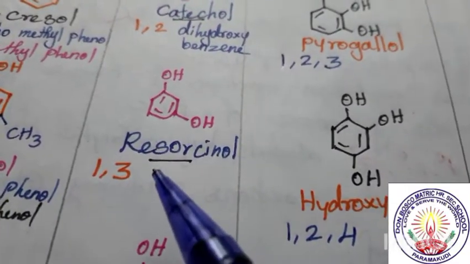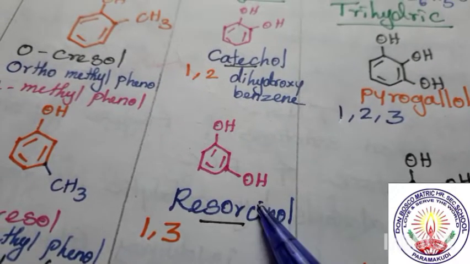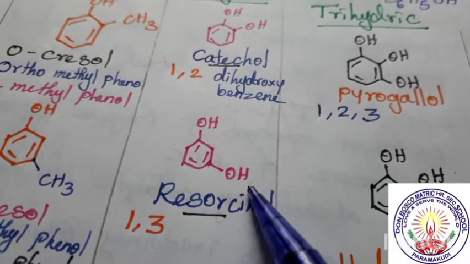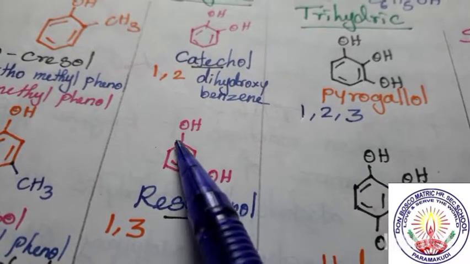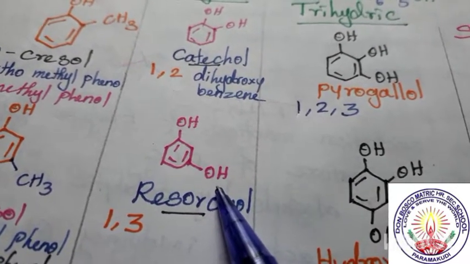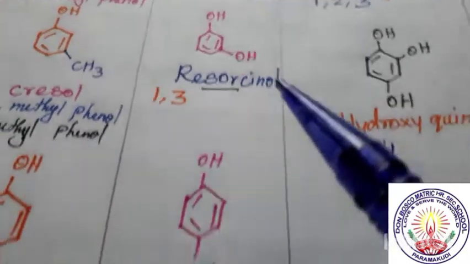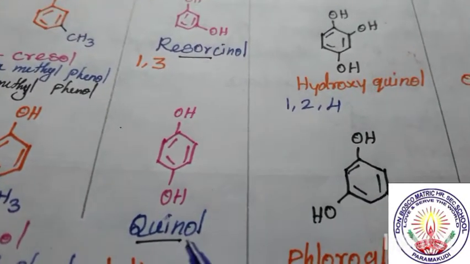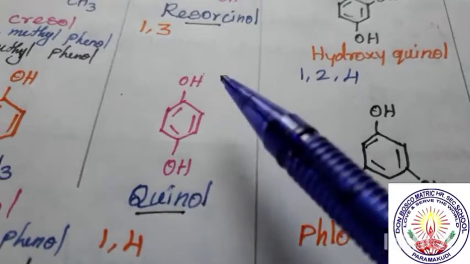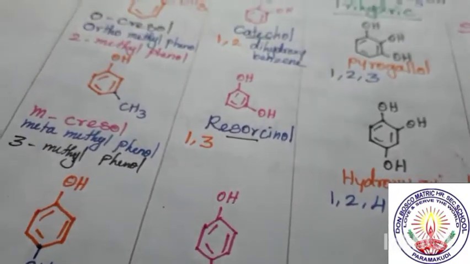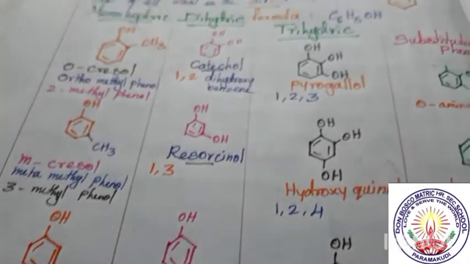And the second one is resorcinol. What is resorcinol? First of all, 2 OH are there in dihydric phenol and that OH is present in 1 and 3. Dihydroxybenzene is called resorcinol. The third example is quinol. The quinol, that is the OH is present in 1 and 4. Dihydroxybenzene is called quinol.